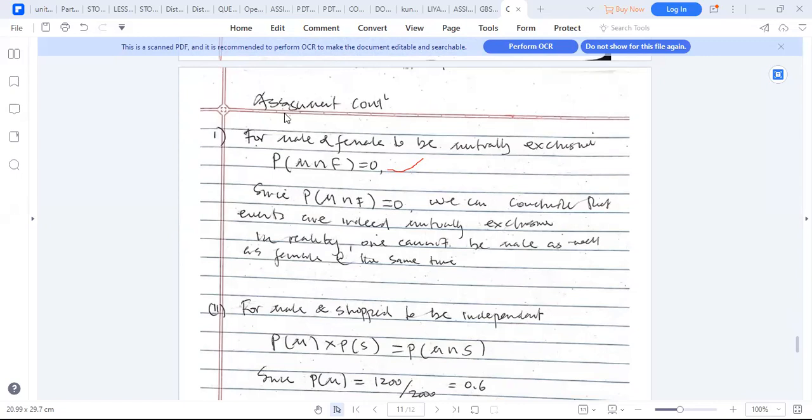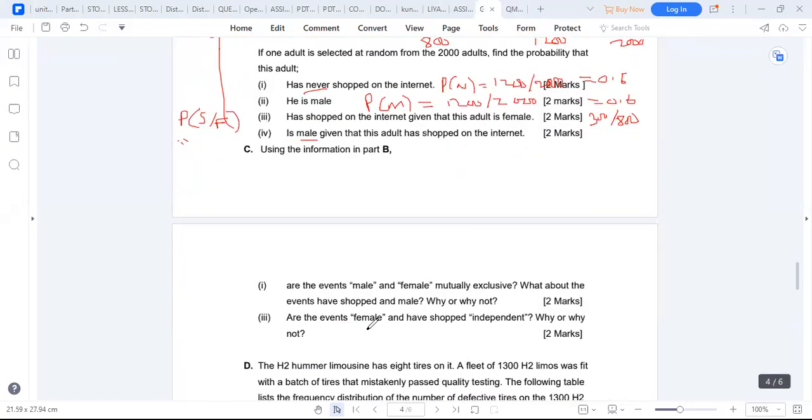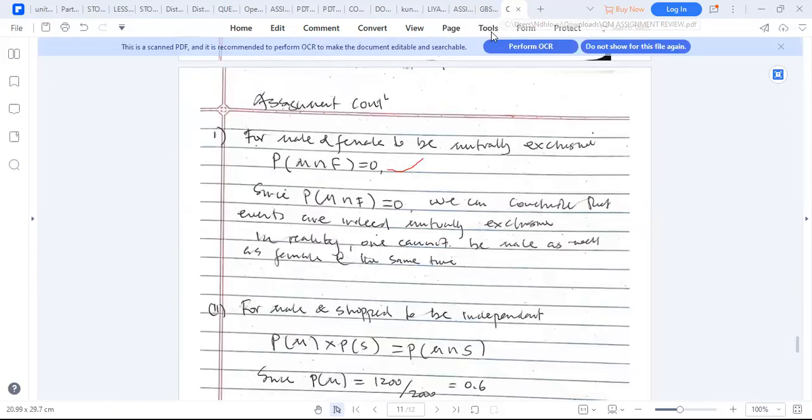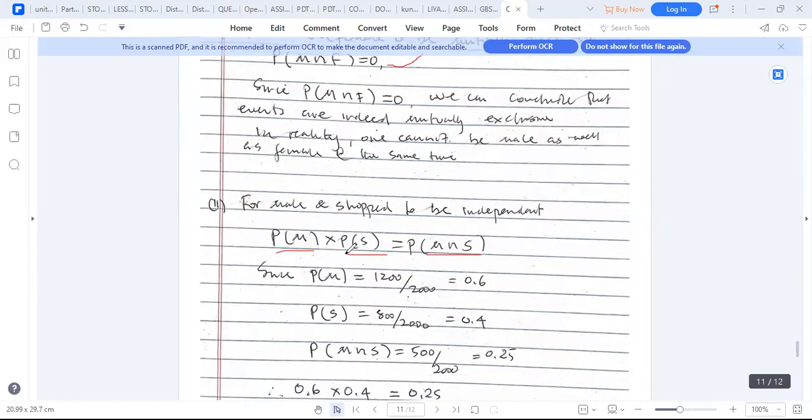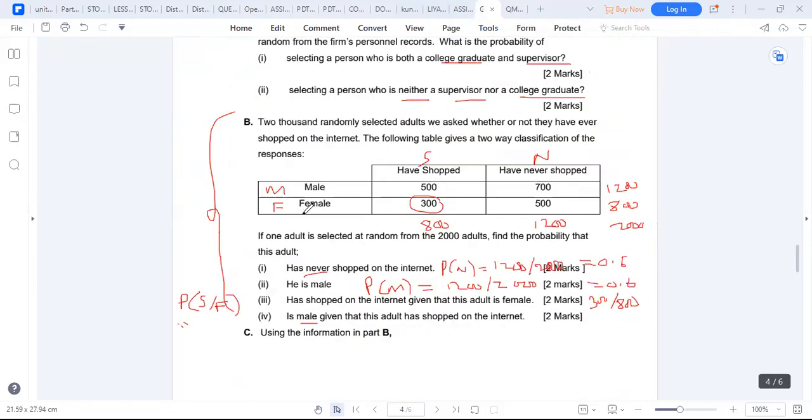So for independence, we're being asked, are the events male and shopped independent? Why? And if not, we want to explain. In this case, for male and shopped, when we multiply their probabilities, they should give us the intersection. So what's the probability of male? We get the total of males here, 1,200 over 2,000, which is 0.6. For shopped, the total is 800 over 2,000.